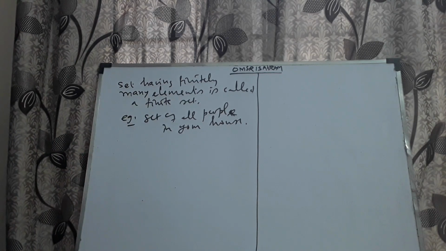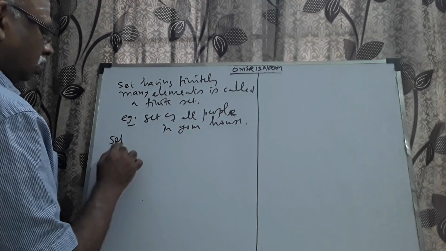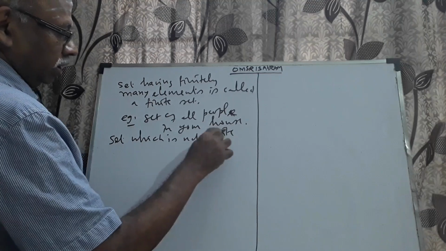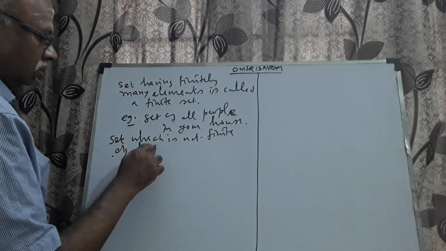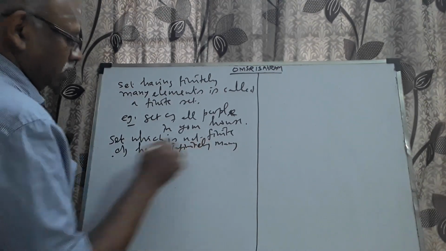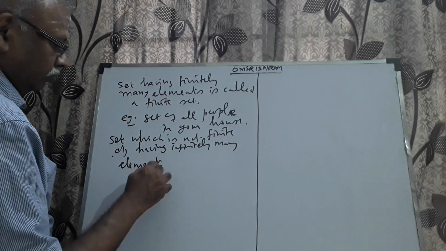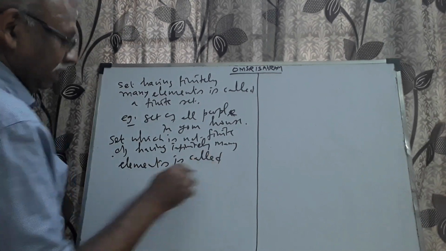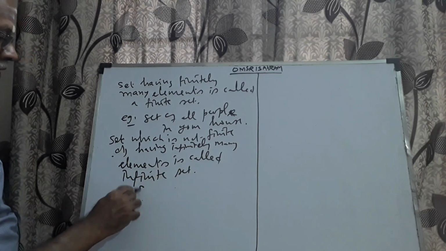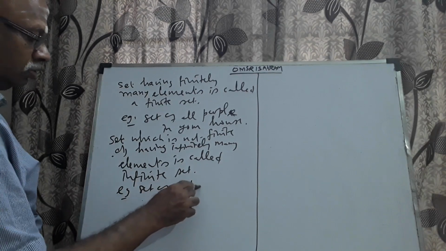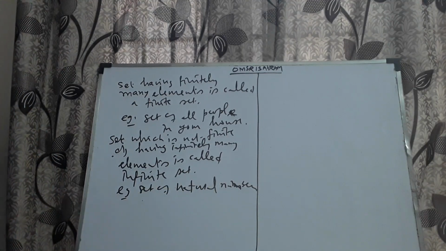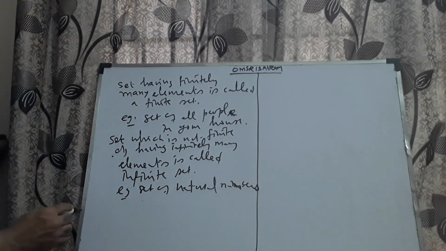A set which is not finite, or having infinitely many elements, is called an infinite set. We call it an infinite set. Example, set of natural numbers. There are infinitely many elements, starting from 1, 2, 3, 4, etc. It goes up to infinity.